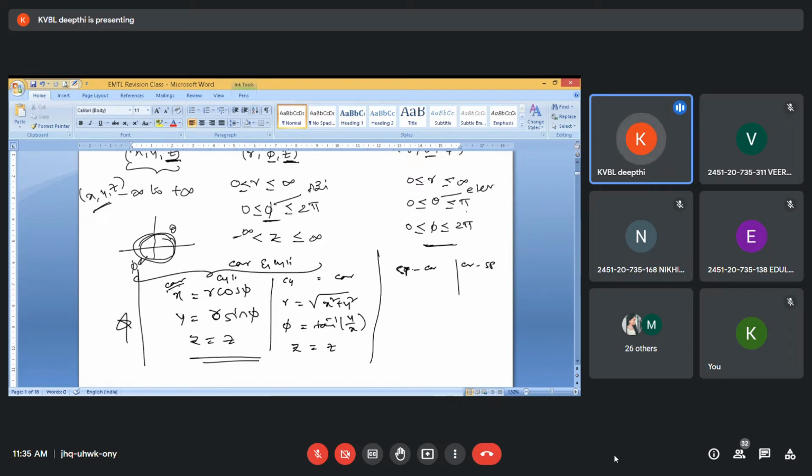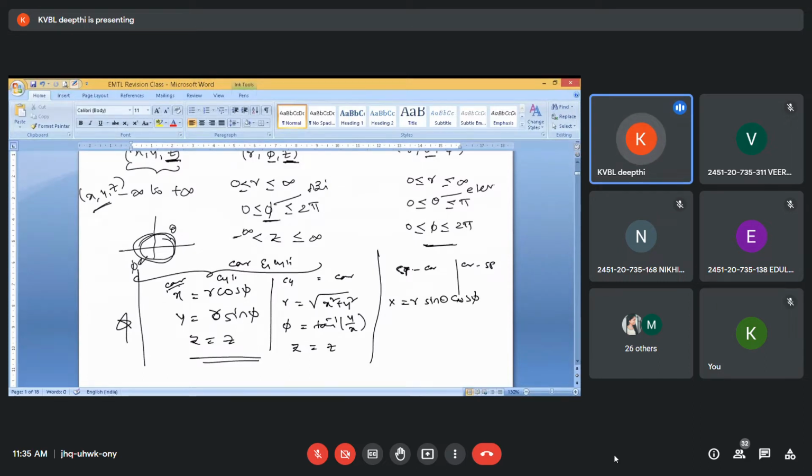Okay, so what I have given the ranges here, no? So remember these ranges. Don't forget this. Now we have to find out the relation between these two. So how do we find out the relation here? So we have to first talk about the Cartesian. Then x is equal to r sin theta cos phi.